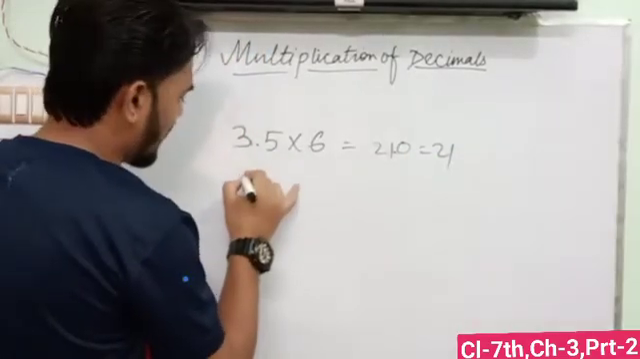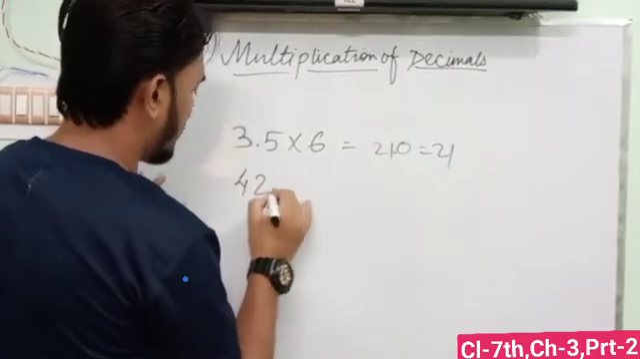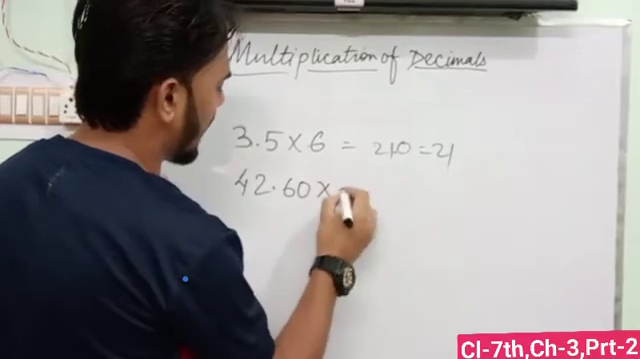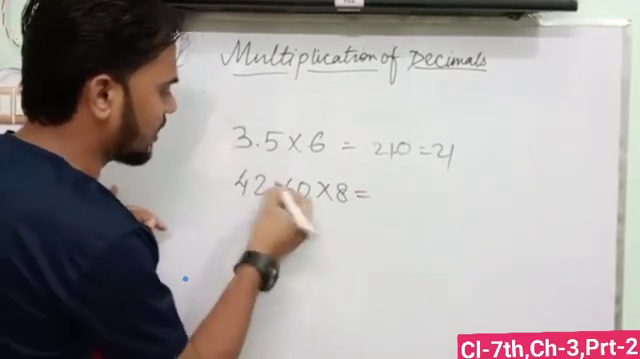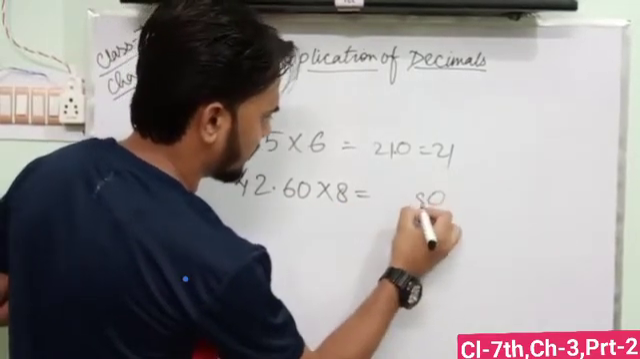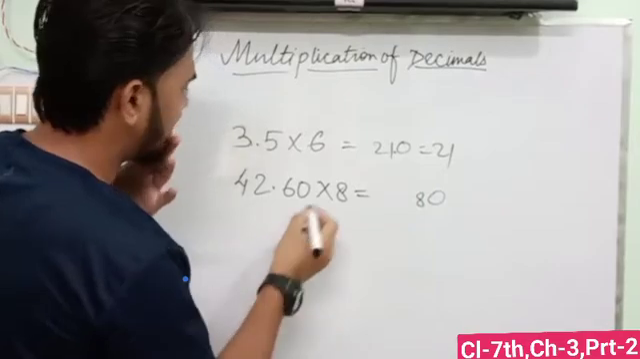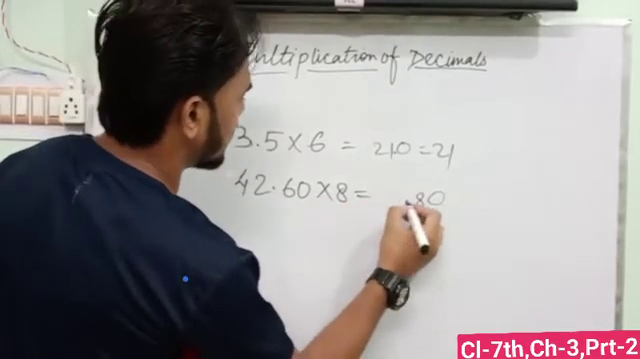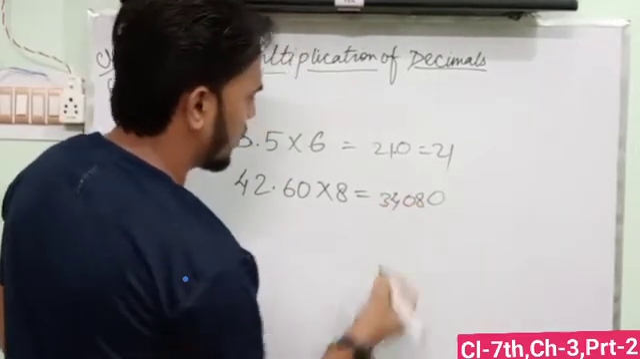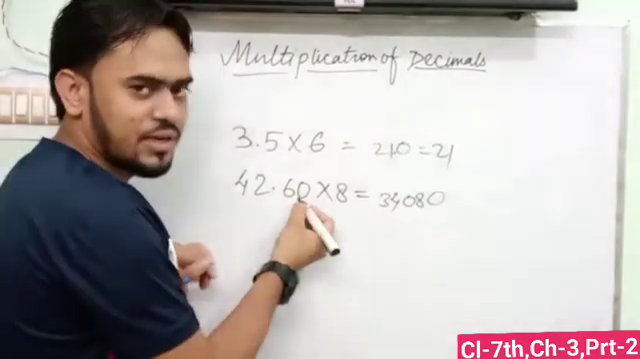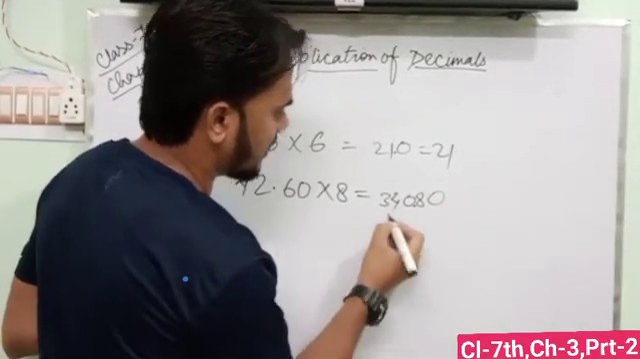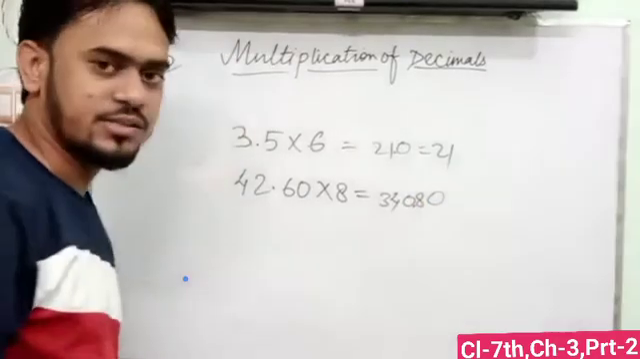Same here, if you have the decimal 42.60 and you have to multiply it by 8, then ignoring the decimal, multiply: 8 6s are 48, then 4 is there, and 8 2s are 16 and 4 is 20, 8 4s are 32 and 2 is 34. Then count the digits after the decimal, 1, 2, then put the decimal here. The result is 340.80.